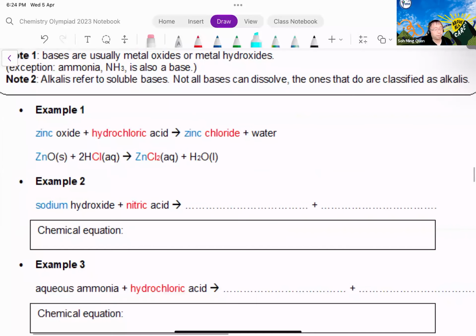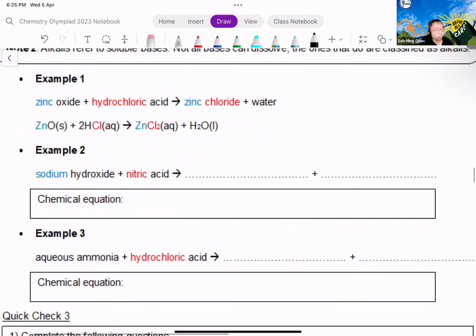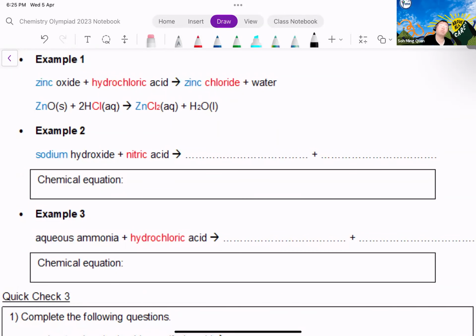So what is a base? Important to note, bases are metal oxides or metal hydroxides. So if you read oxide or hydroxide of a metal, then you know it's a base. For example, zinc oxide is a base. In this case, sodium hydroxide is a base. All right, so let's go straight to example number 1. You can see that there's a 2 in front of the HCl because zinc chloride is ZnCl2.